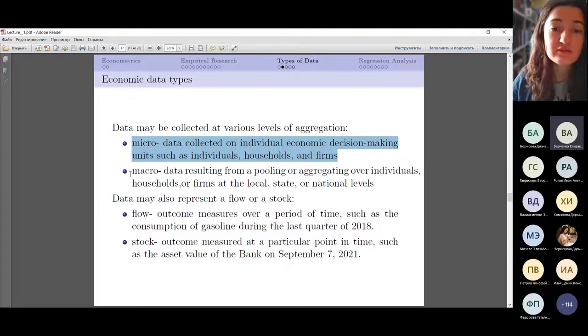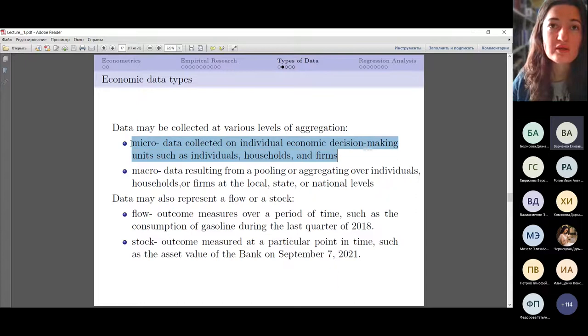Macro data results from pooling or aggregating individuals, households or firms at the local, state or national levels. I should clarify my first phrase: during this course we will work with microdata. Of course, we will also use macro data, but in most cases we will use microdata, because there are different branches of econometrics.